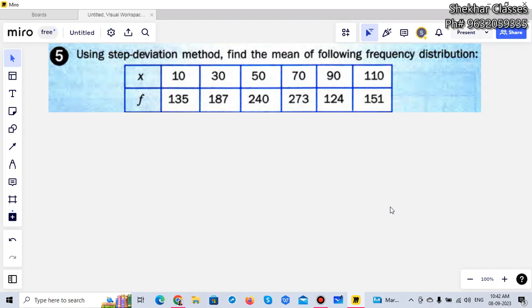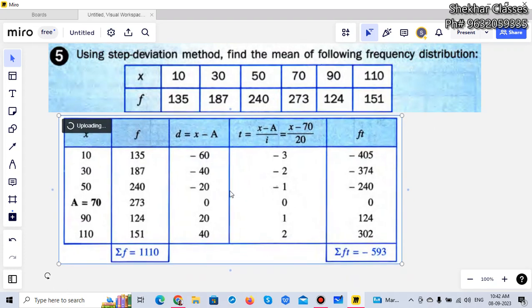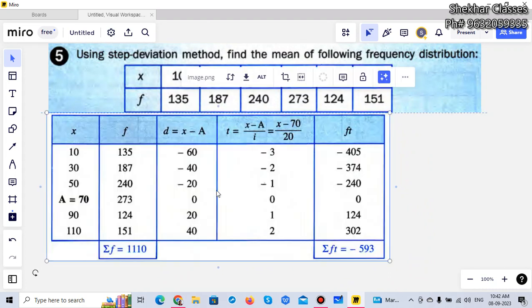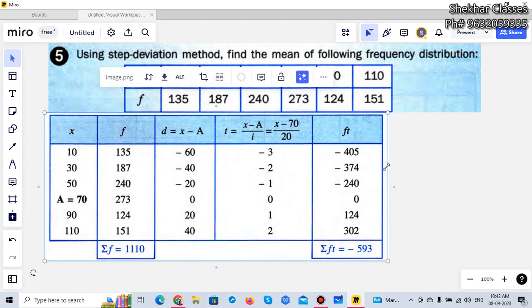Using step deviation method, find the mean of the following frequency distribution. So let me re-put the new table for it, and I'll explain how it has to be done. So this is the new table, and what we have to do in it.